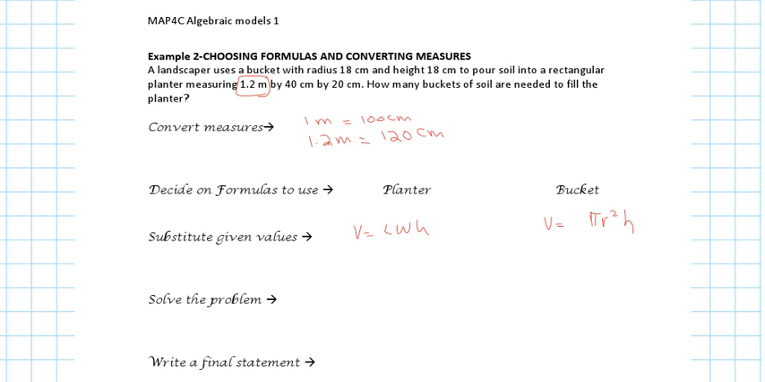So we're going to sub in the values. The volume is length times width times height, so that's 120 by 40 by 20. And that is going to give me 96,000 centimeter cube. And for the bucket, I have the radius to be 18 and the height to be 18. And that is going to be, can you guys double check the numbers for me? Because I don't have a calculator.